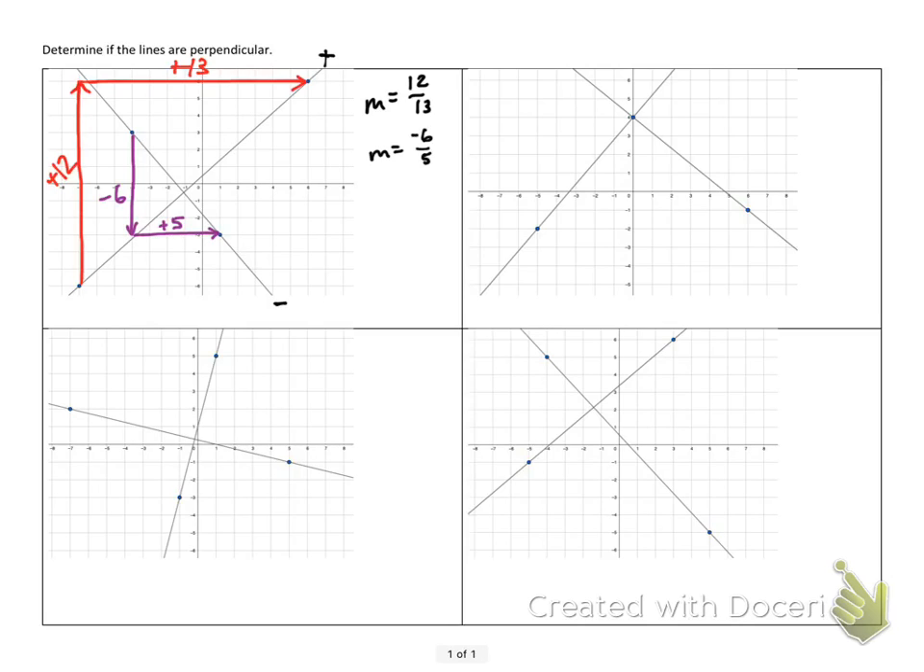In order to make sure that these are perpendicular or not, I'm going to multiply those together. 12 over 13 times negative 6 over 5 equals, well, 12 times negative 6 is going to be negative 72. And 13 times 5 is 65.